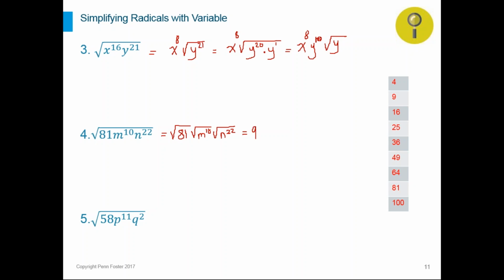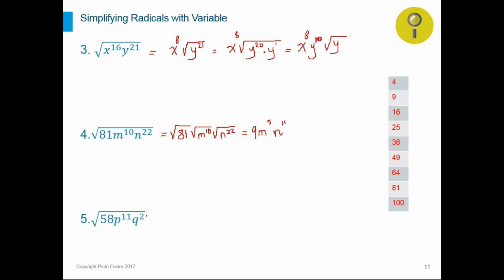What about m to the 10th? 10 is an even number, divide over 2. So that would be m to the 5th. What about n to the 22nd? Even number, divide over 2. N to the 11th power. That's it. Your answer does not have to have a radical sign. If you have to have a radical sign, then write it out. If not, then your answer is correct if you have followed the right steps to get to the answer.